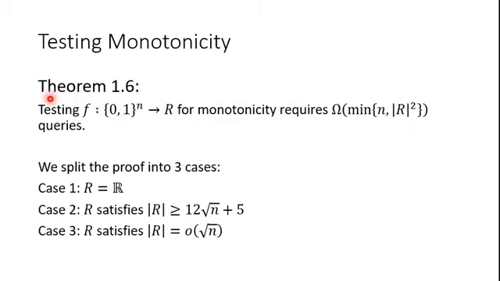So now we will state Theorem 1.6 and prove it. This theorem states that testing f from {0,1}^n to R for monotonicity requires Omega of the minimum between n and the squared size of the range queries. So we will split the proof into three cases. The first one is that the range is all the real numbers. Case 2 is that the range satisfies the following condition: its size is larger or equal to this value. And case 3 says that the range satisfies its size being little o of square root of n.